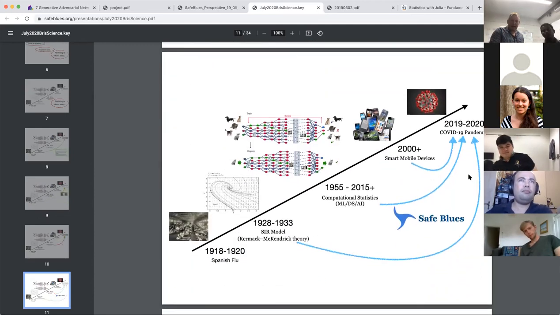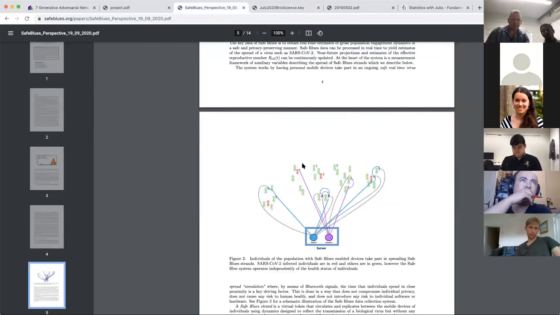Okay. So in general, Safe Blues tries to actually use all three ideas: classical modeling, computational statistics, machine learning, data science, deep learning, and smart mobile devices. And this is very roughly how Safe Blues works.